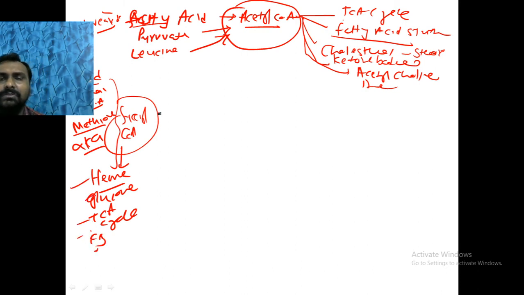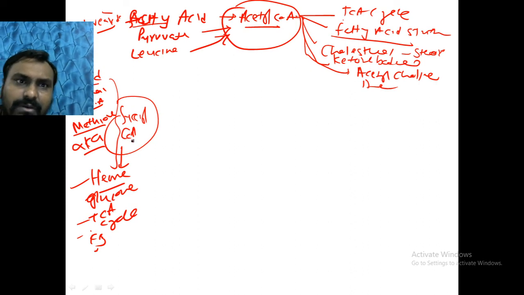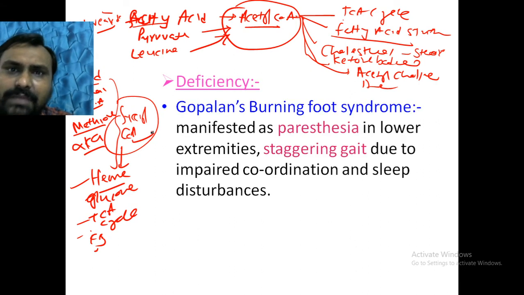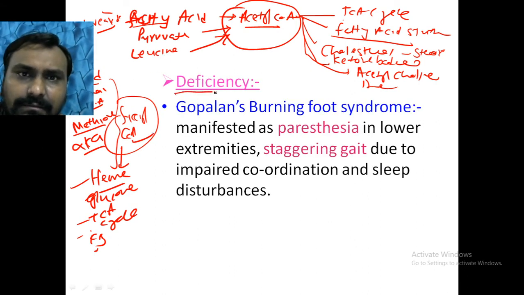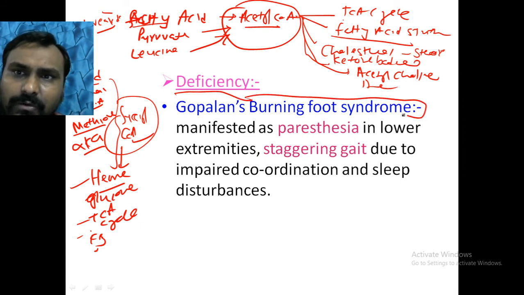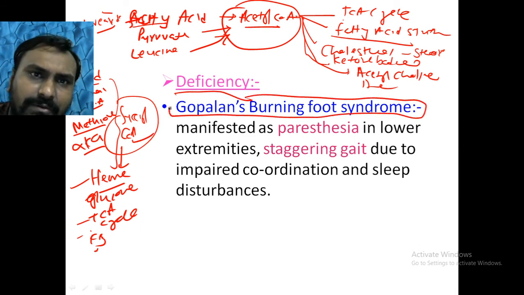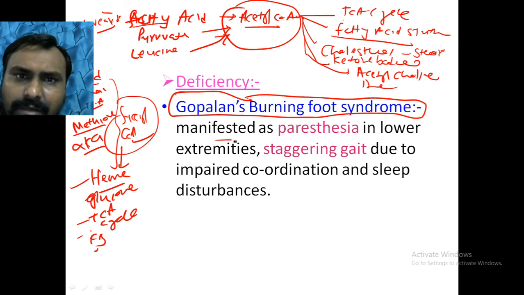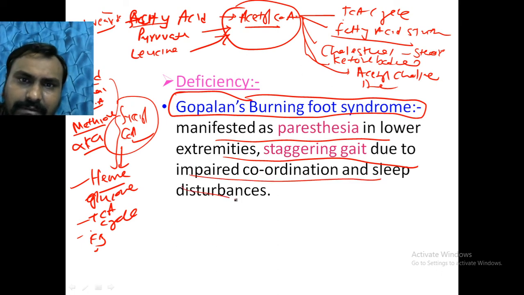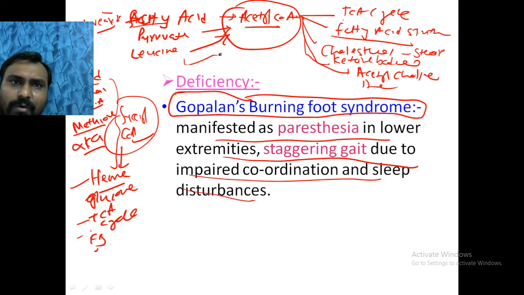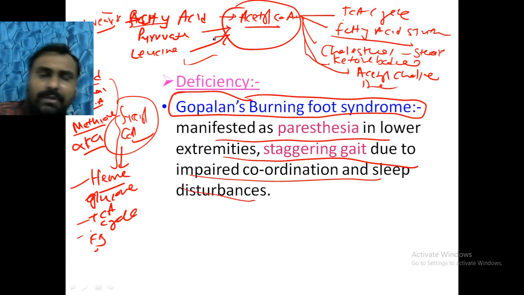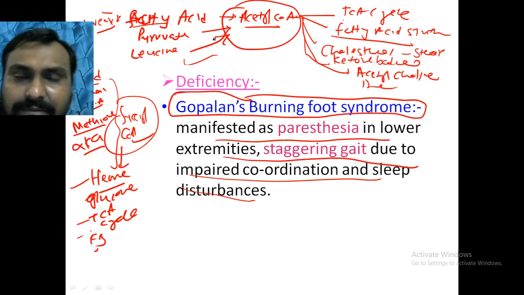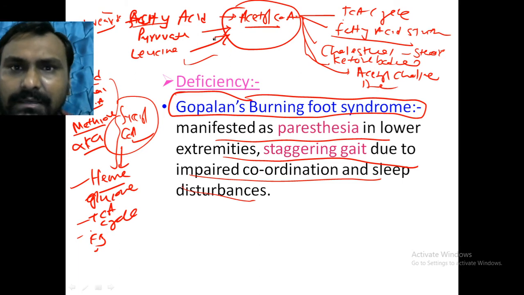So like this, all these are derivatives of pantothenic acid. If there is a deficiency, it is called Gopalan burning foot syndrome. Okay, such deficiency is rare because it is found everywhere in the world, but it is manifested as paresthesia in the lower extremity, staggering gait due to impaired coordination, and sleep disturbance. As we know, our carbohydrate, fatty acid, and amino acid metabolism is impaired when this CoA is not there, and it will lead to the paresthesia.